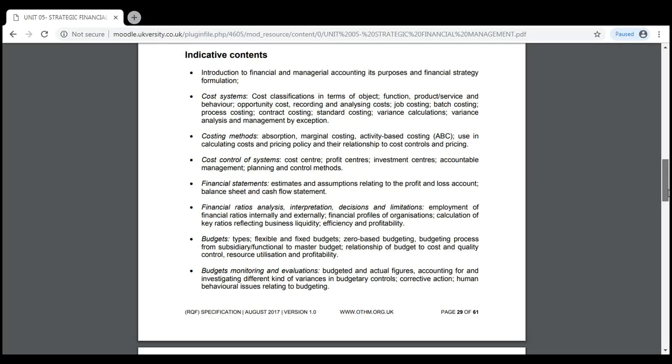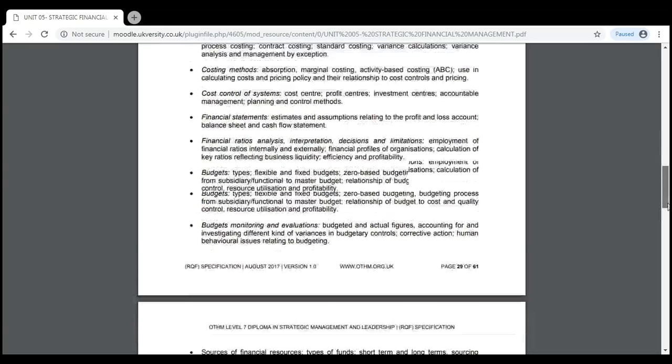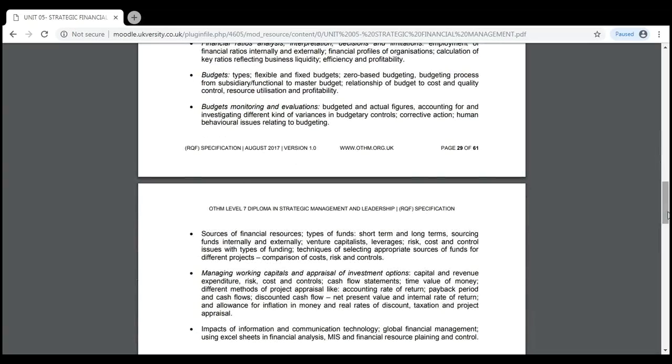Learning outcome 4 is inductive content. So guys, when you're preparing your assignment, please try to focus on the inductive contents, as that will help you address it. Today we are doing sources of finance, the financial resources, types of fund, short term, long term, sources of fund internally, externally, venture capital, leverage, risk, cost, control, issues with the type of funding, techniques to select the appropriate source of fund for different projects, and comparison of the cost, risk, and control. This all we will go through.